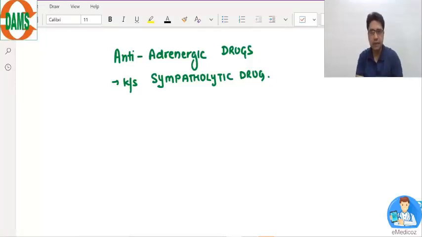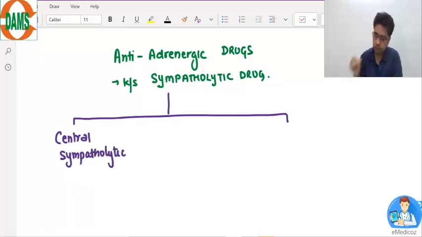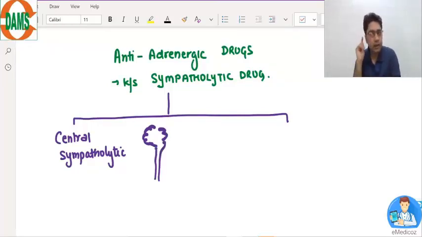Okay, let's make a heading on a separate page now. These anti-adrenergic drugs are of two types. First, you will write is central sympatholytic. Can you tell me the reason why? Because they will be acting on which organ? They will be acting on the brain.